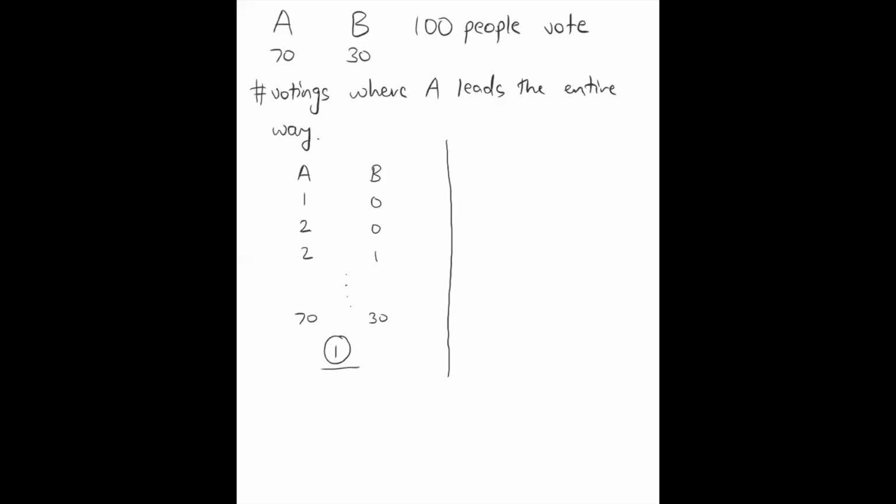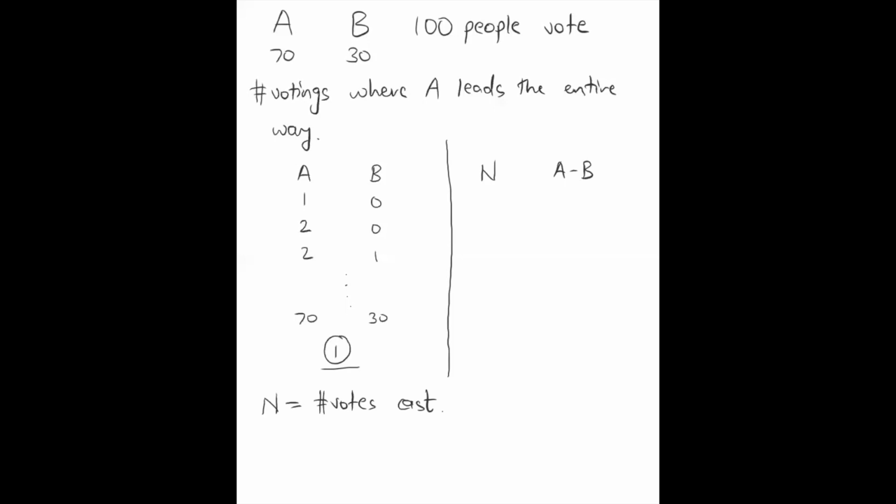Instead of keeping track of A and B, I'm going to keep track of two different things. First I'm going to keep track of this thing called N. So what is N going to be? N is going to be the number of votes cast. And the other thing I'm going to keep track of is A minus B, that is the difference between the number of votes A and B have received.